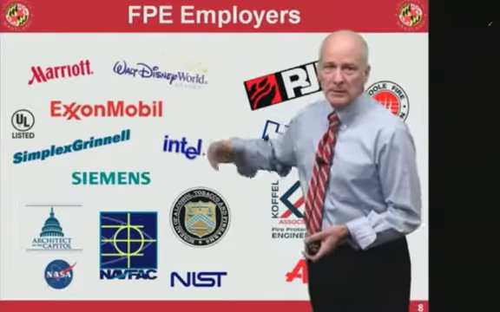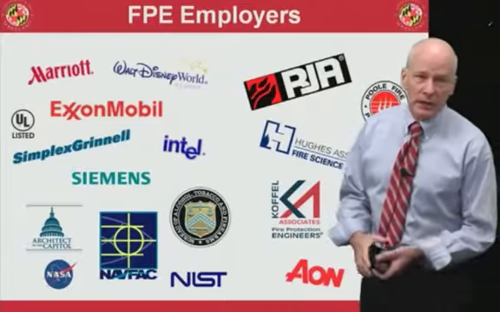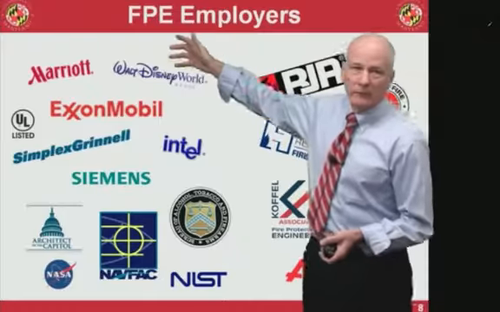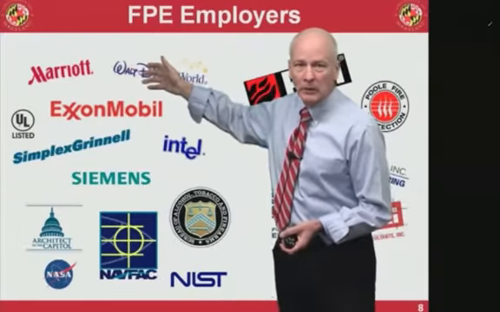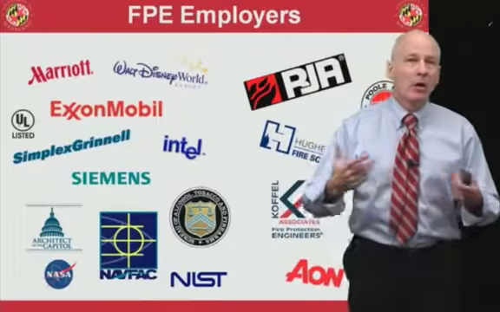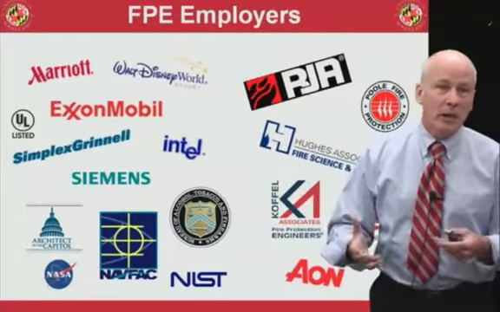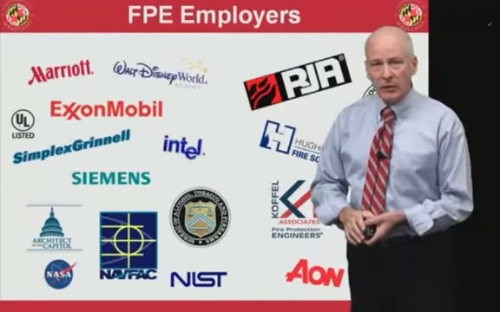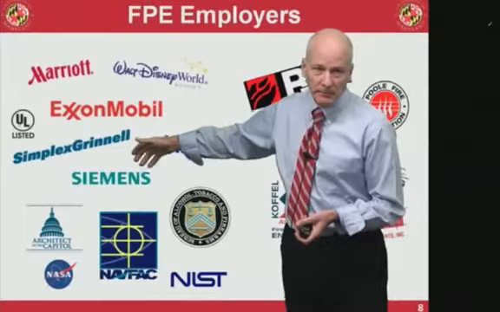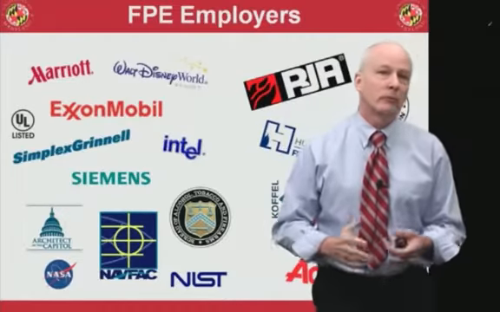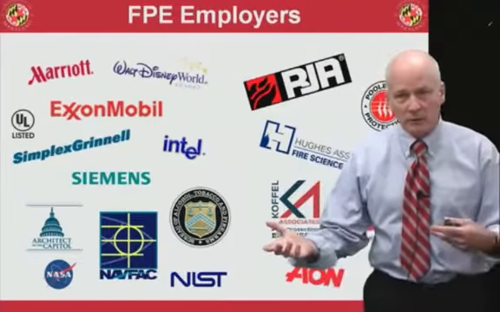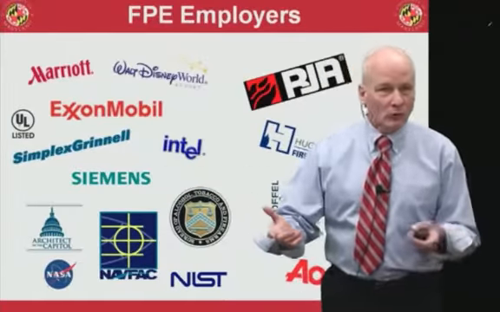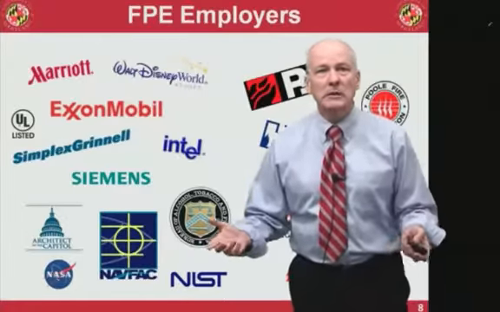Fortune 500 companies employ fire protection engineers, and you can recognize logos from several of the entities. Many of these people, the Marriott and Disney World, ExxonMobil, Intel, all the fire protection engineers there are involved with protecting or being concerned with protecting the facilities of that corporation. Siemens and Simplex Grinnell are manufacturers of fire protection products. So the engineers that are there look at products, and then those at UL are looking at those products, but from a certification or a listing process.